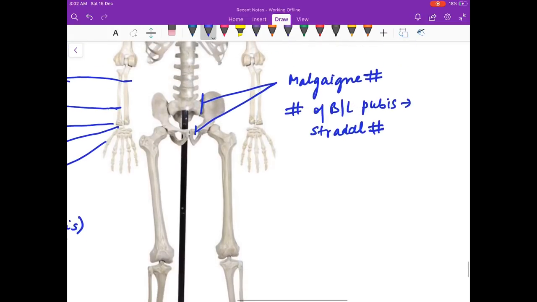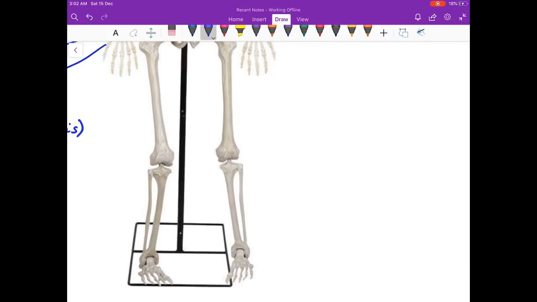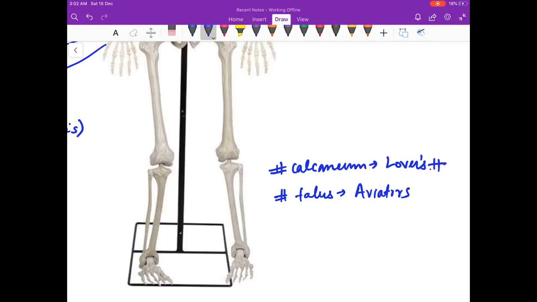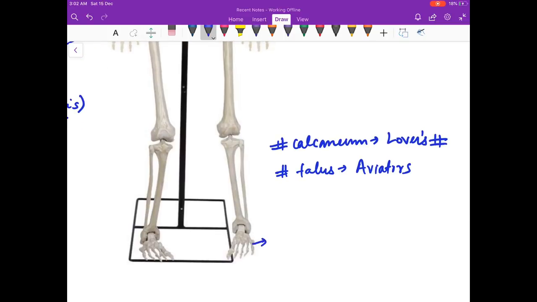Now we will discuss some named fractures of the foot. Fracture of talus is known as aviator's fracture. Fracture of calcaneum is known as lover's fracture. Fracture of base of first metatarsal is known as Jones fracture. Fracture neck of second and third metatarsal is known as March fracture.